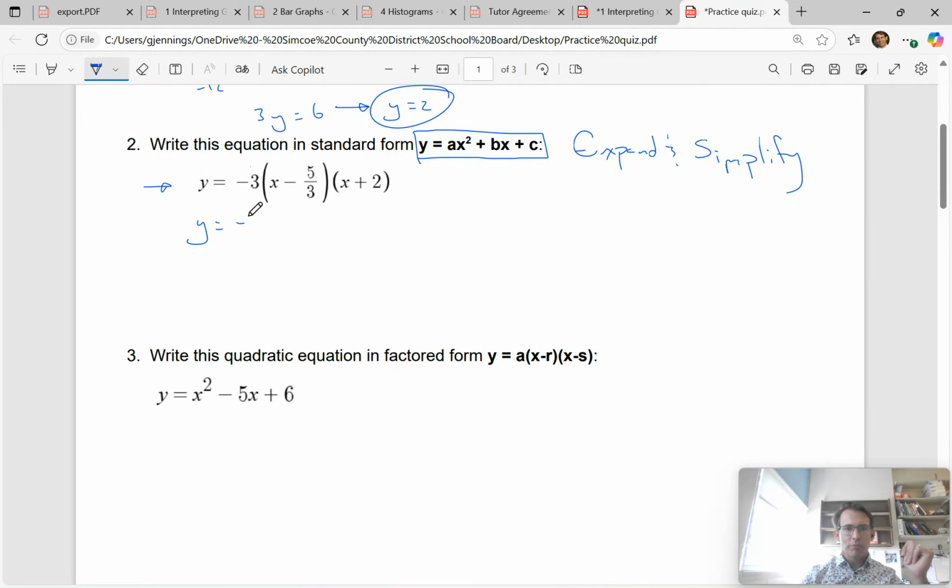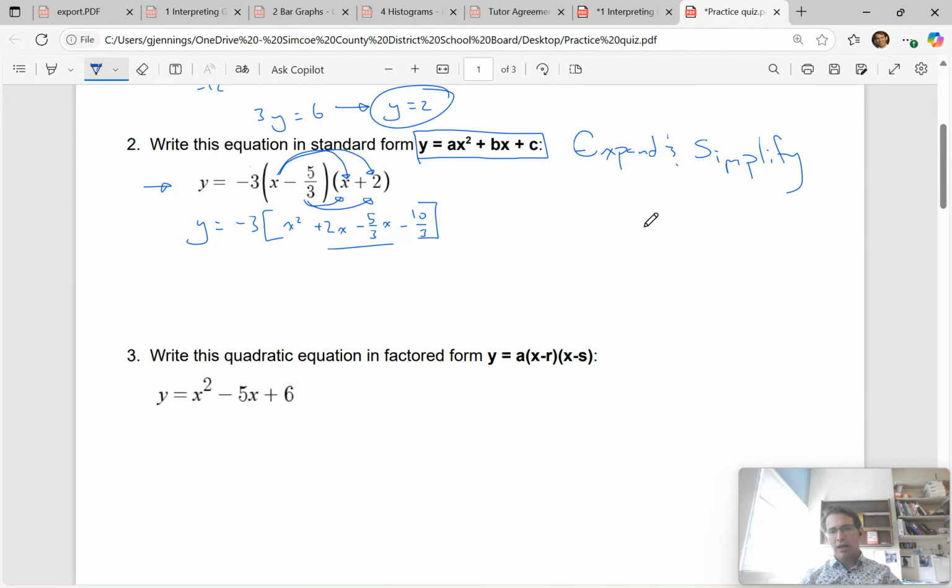Y is equal to minus 3. We're going to leave that alone for a minute and do this multiplication on the inside. X times x is x squared. X times 2 is plus 2x. Minus 5/3 times x is minus 5/3 x. And then minus 5/3 times 2 is minus 10/3. Generally I would do it this way. And then we have 2x minus 5 on 3x.